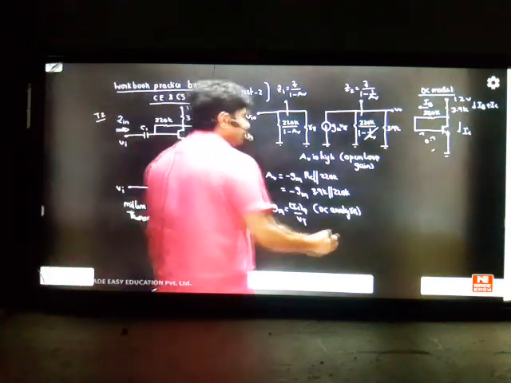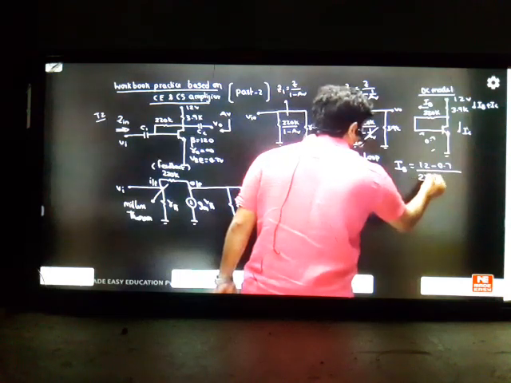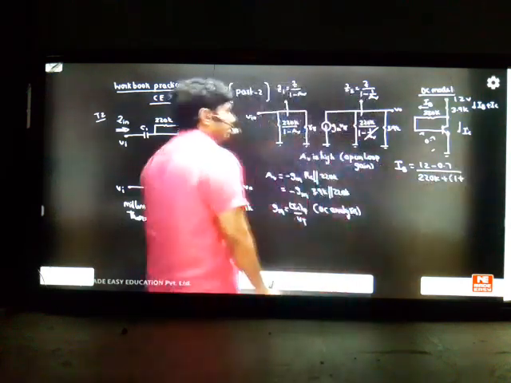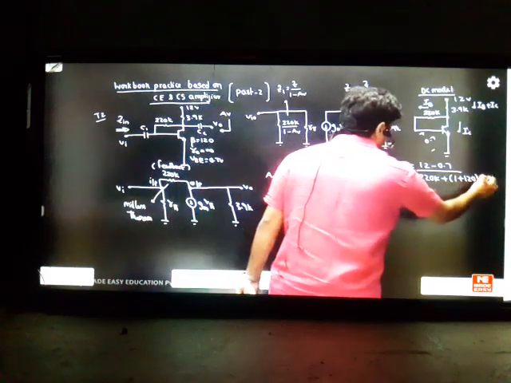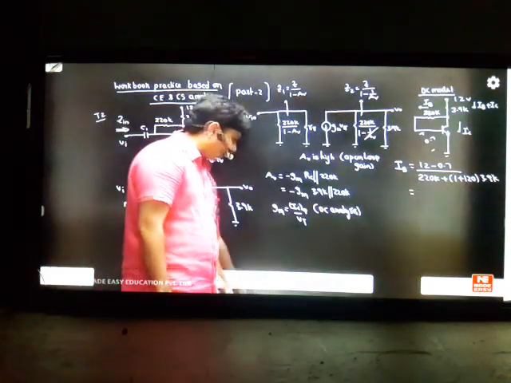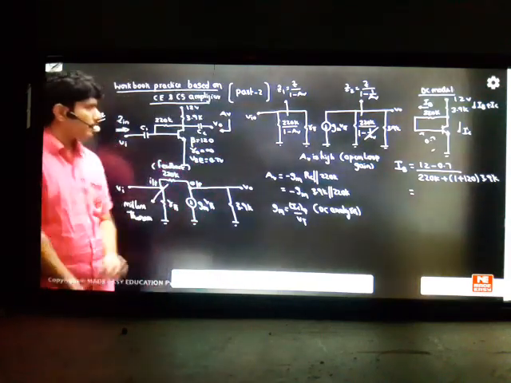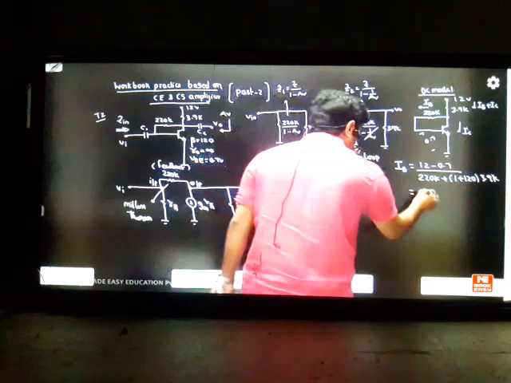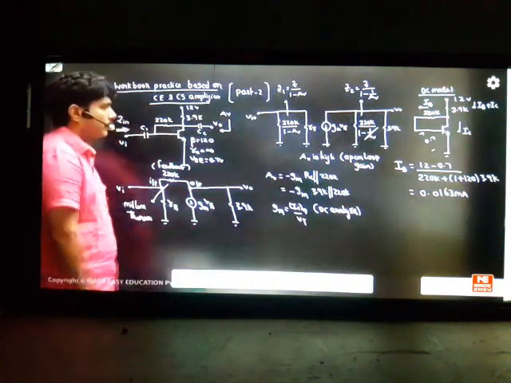First, if you solve the IB current here: 12 minus 0.7 divided by 220K plus (1 plus beta), where beta given in the problem is 120, into 3.9K. Like this you can solve your IB current first. I applied KVL, so you can find out the IB current first. Afterwards you can solve IC. The IB current we are getting is around 0.0163 milliamps.